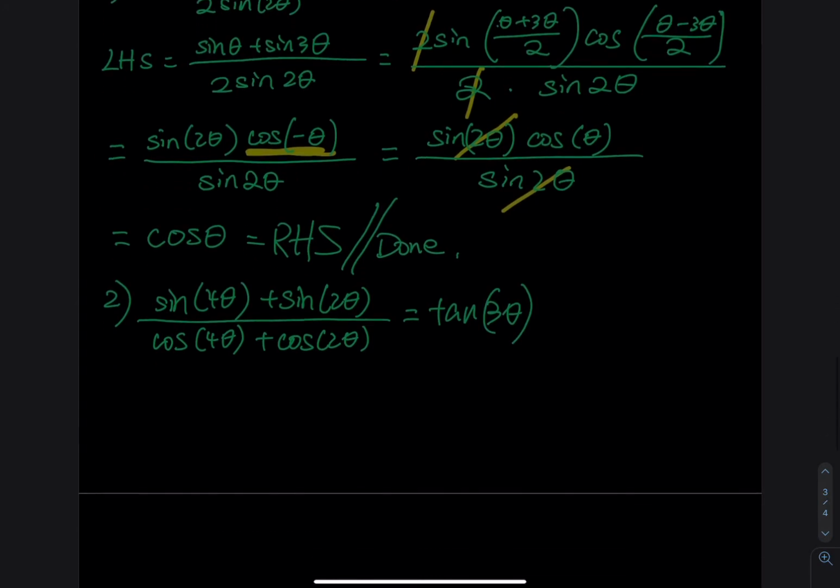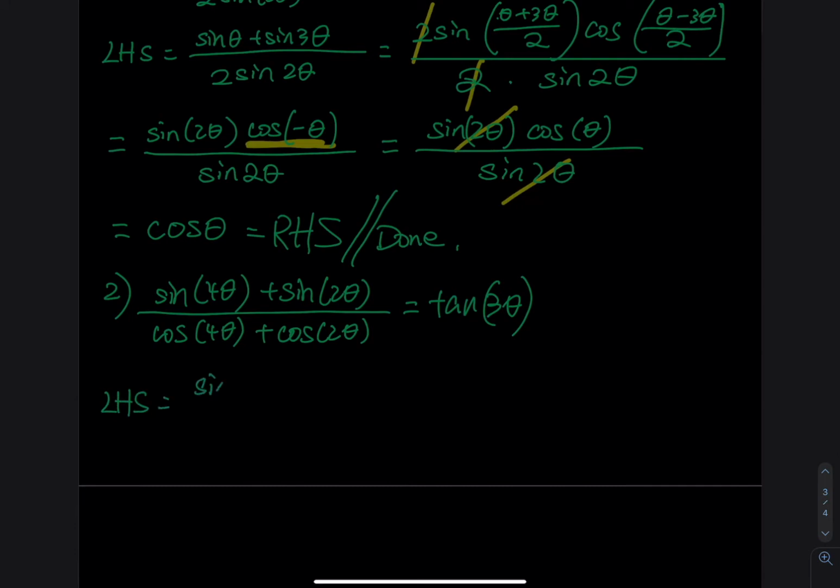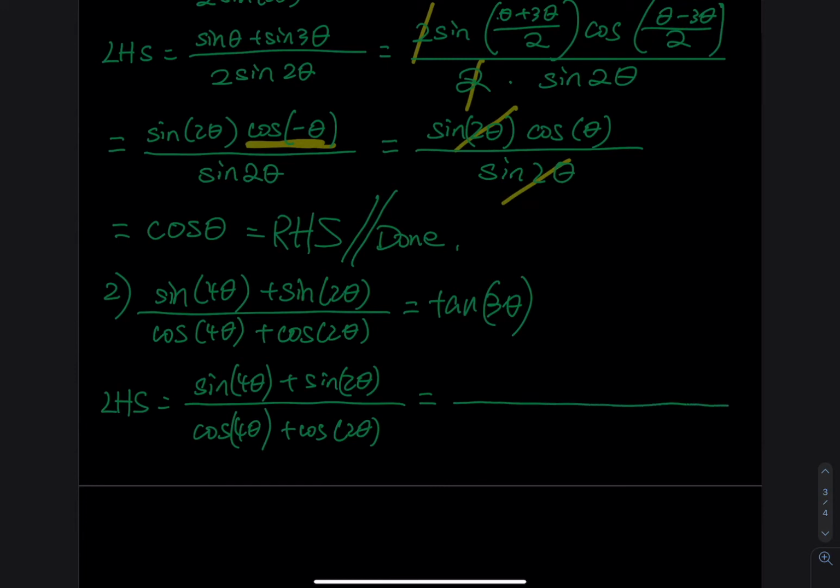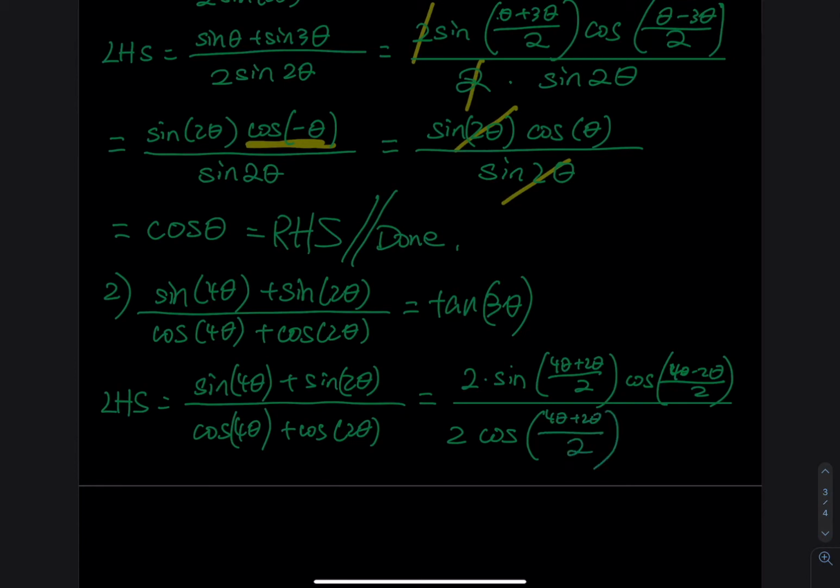Let's start on the left-hand side. So left-hand side, I have sine of 4 theta plus sine of 2 theta divided by cosine of 4 theta plus cosine of 2 theta. So this one we have to apply the sum to product on top and bottom. So let's draw a big fraction line, keep that straight. Alright, so the top we have 2 times sine of (alpha plus beta) divided by 2. So 4 plus 2 divided by 2, and then cosine of (4 minus 2) divided by 2. And then the bottom we have 2 times cosine of (4 plus 2) divided by 2, and then another cosine of (4 minus 2) divided by 2.